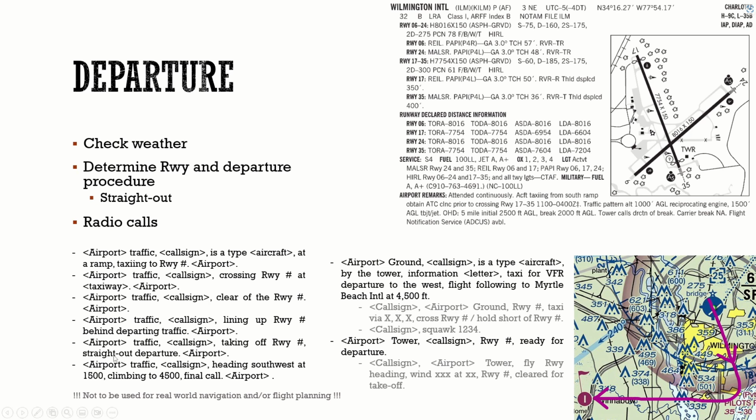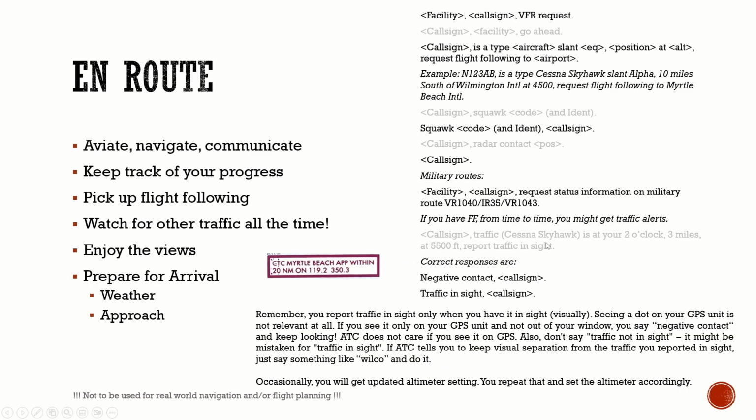There are two departures possible, straight out and 45-degree departure in the direction of the traffic pattern. In this case, it looks like straight out departure. Make sure that you are at least 1,500 feet AGL before turning from that straight out departure. And that is to ensure that you are safely clear of the traffic pattern of that airport before making any turns. Questions to the departure? Okay, let's move forward.